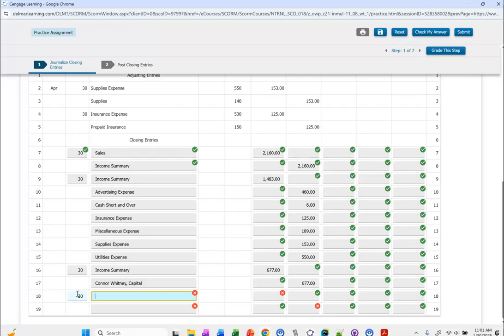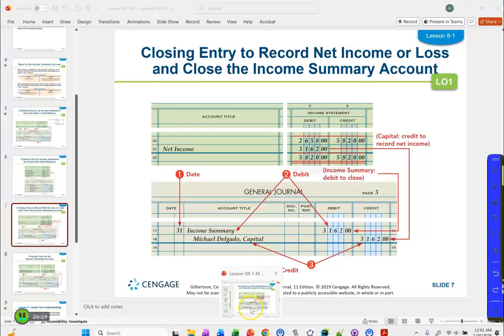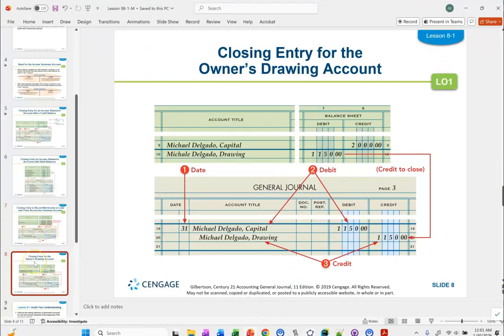The last phase, if we look, was the drawing. Oops. Where is that? My thing? There it is. Let's just look at what that looked like again. So this is us taking the drawing, whatever's left in the drawing account, and moving it back into the capital account. So it's capital, and then drawing is the subheading.